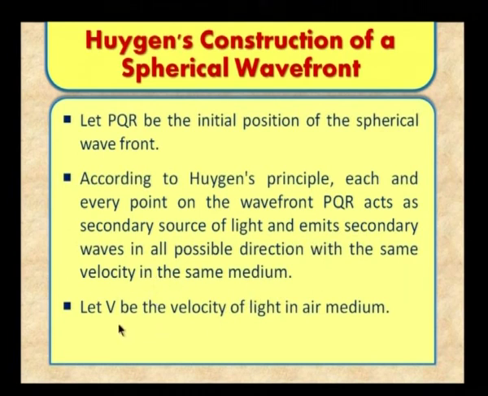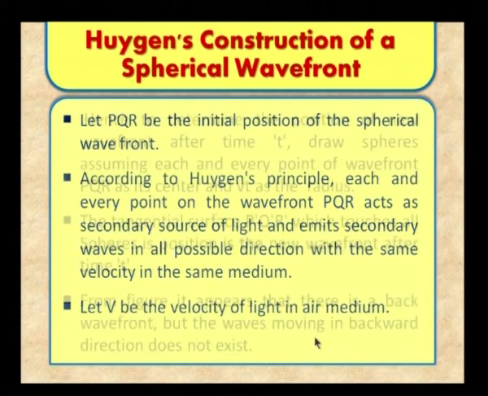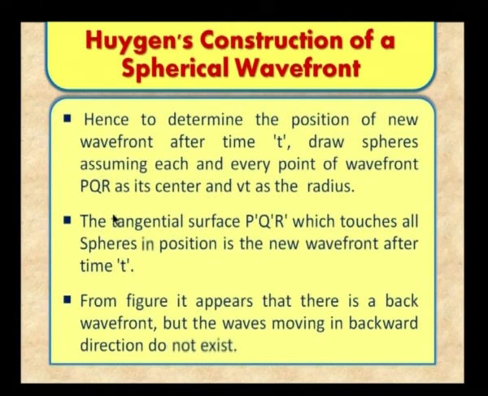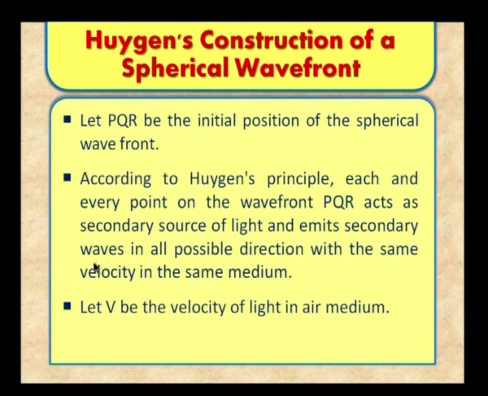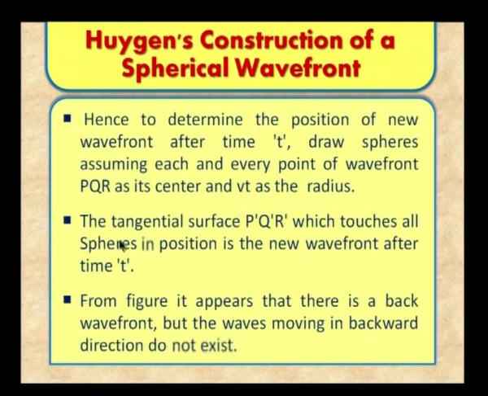They emit secondary waves in all possible directions with the same velocity as the medium. If v is the velocity of light in the air medium, then vt is the distance through which the disturbance would have travelled. Hence, to determine the position of the new wavefront after time t, draw spheres assuming each and every point of the wavefront PQR as the center and vt as the radius. Then find the envelope of all the circles drawn; that gives the advancing wavefront. The tangential surface P prime, Q prime, R prime, which touches all the spheres in position, is the new wavefront after time t.